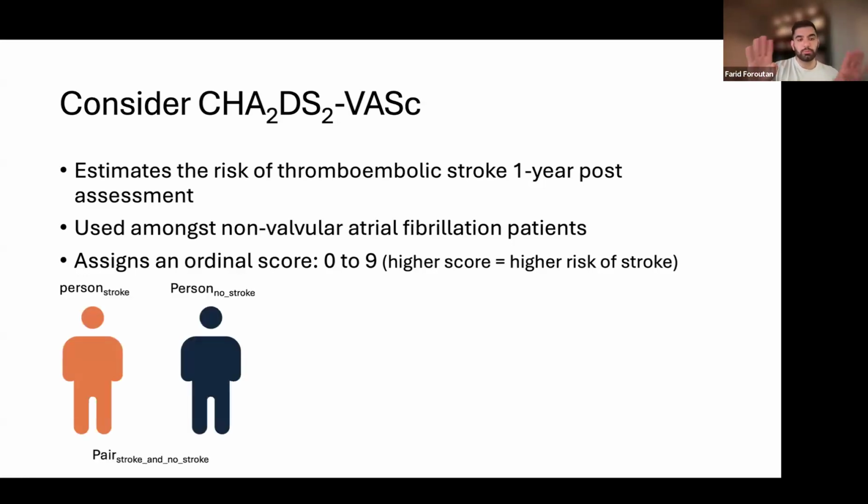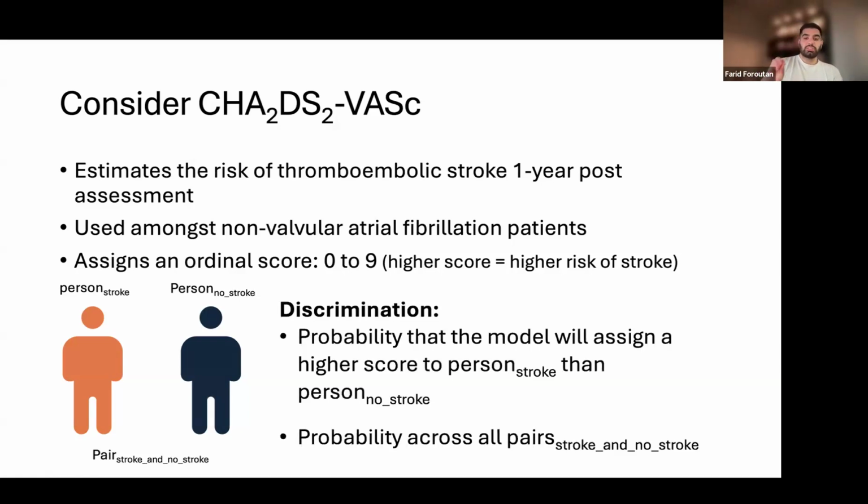So imagine you have 2 people. One person, for sure, has had a stroke, and the other person is a no-stroke pair to that person who's had a stroke. And the 2 of them together make a pair of a stroke and no stroke, 2 people.